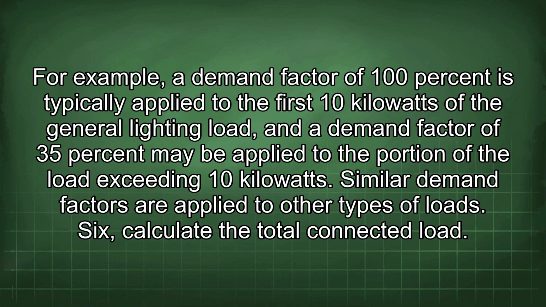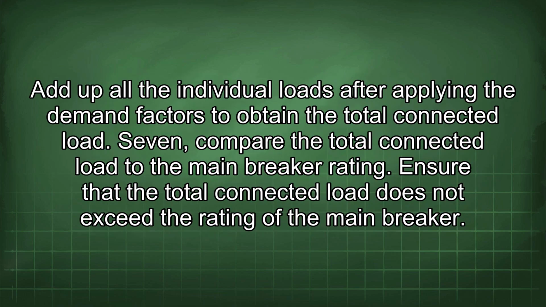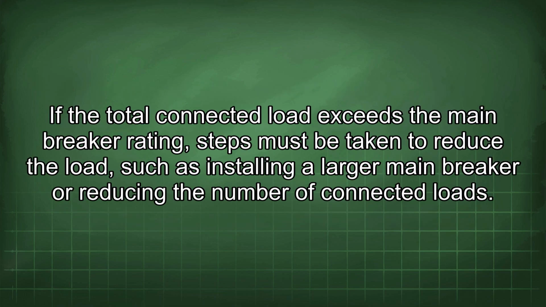6. Calculate the total connected load. Add up all the individual loads after applying the demand factors to obtain the total connected load. 7. Compare the total connected load to the main breaker rating. Ensure that the total connected load does not exceed the rating of the main breaker. If the total connected load exceeds the main breaker rating, steps must be taken to reduce the load, such as installing a larger main breaker or reducing the number of connected loads.